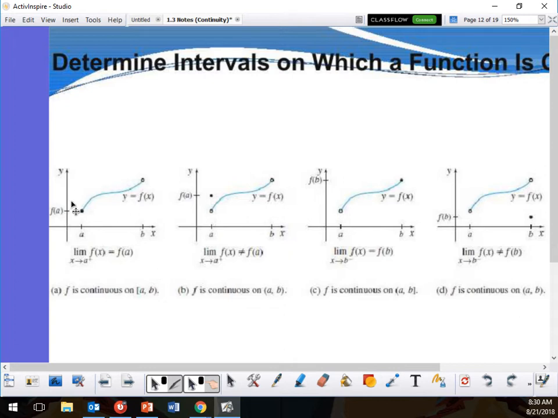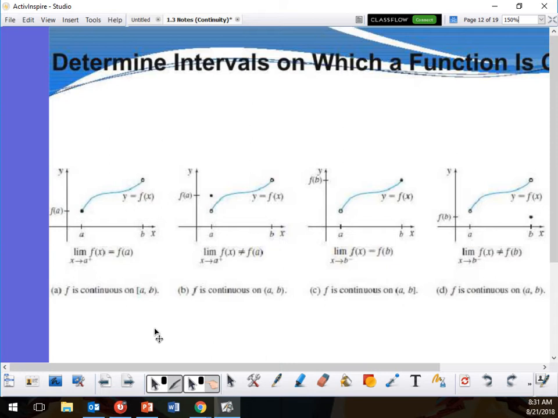Now, for this one right here, if I'm looking at this, here is an example. F is continuous only from the right-hand side, isn't it? It is continuous only from the right-hand side. Okay? From the right going left. Because this is my closed dot, right? That is the open dot. So that means that it is only continuous from the right-hand side.